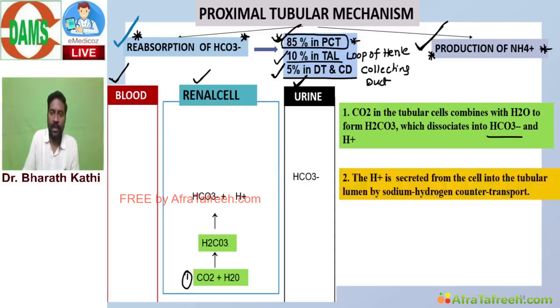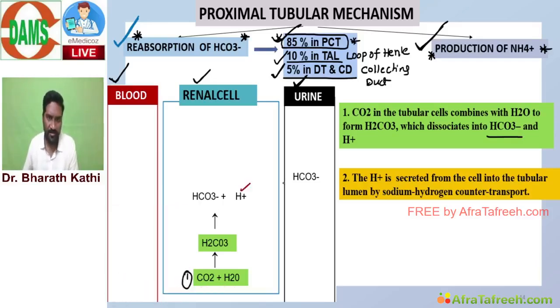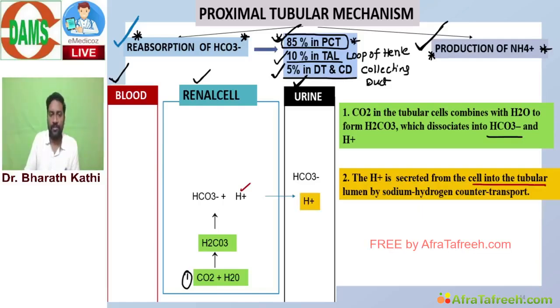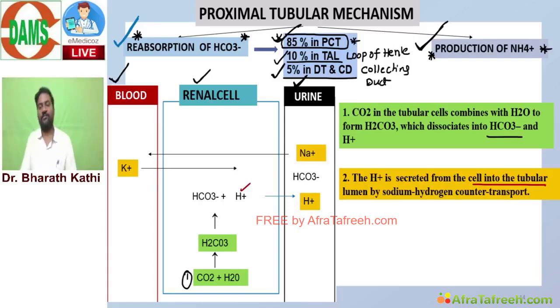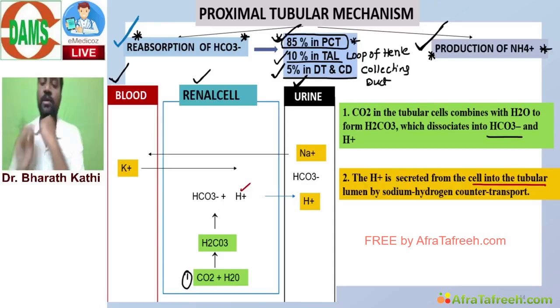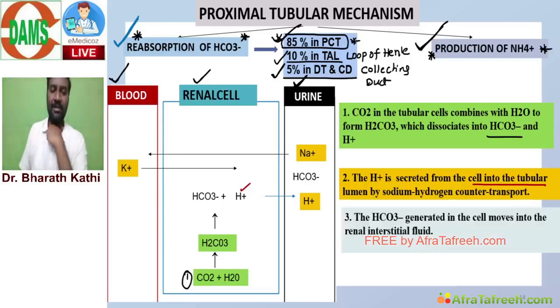The next step, the H plus is secreted from the cell into the tubular lumen. Now you have an H plus here. This is secreted from the cell, the renal cell, into the tubular lumen by sodium H plus counter transport. This H plus is going into the tubular lumen. For whatever H plus has gone into the tubular lumen, sodium is coming into the renal cell. Later it will be going into the blood with a Na plus K plus exchange. So ultimately, for whatever H plus is coming into the urine, Na is going into the body, or into the renal interstitium.